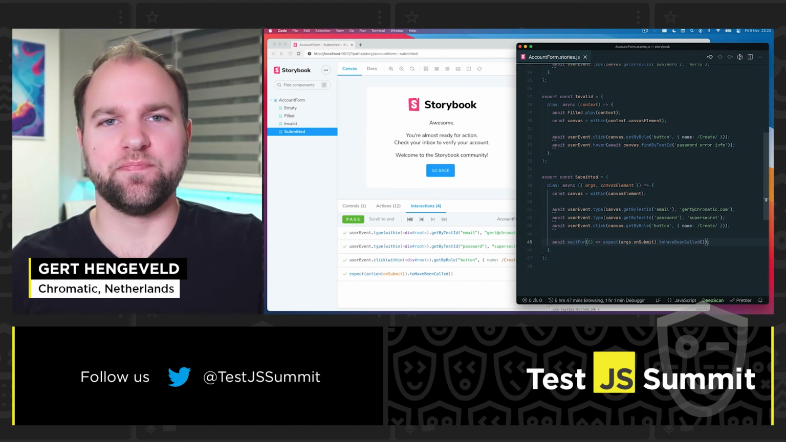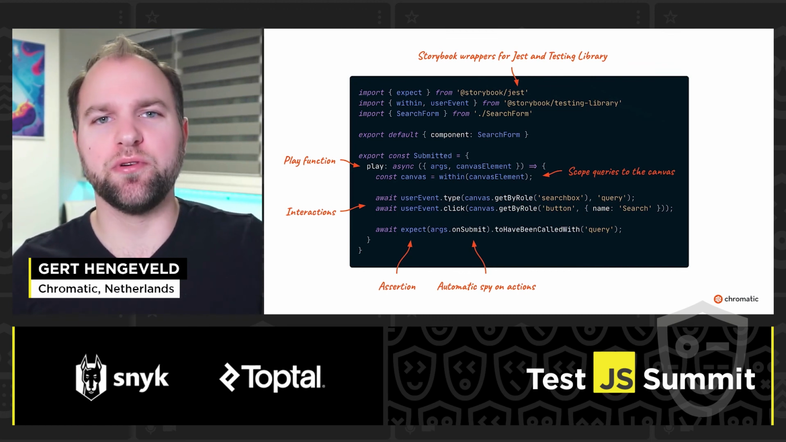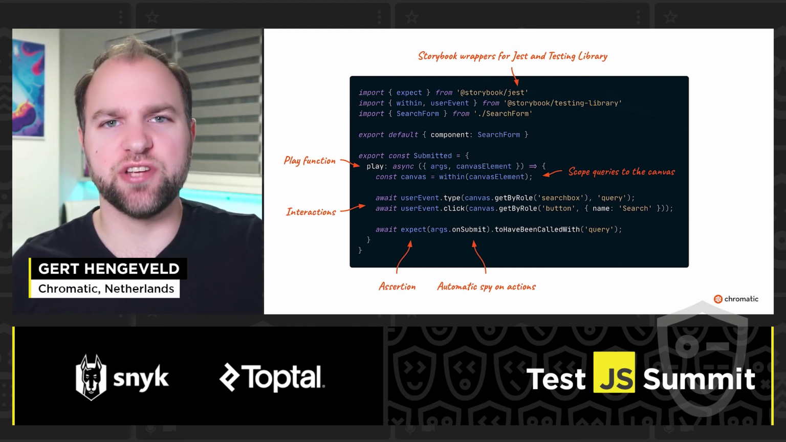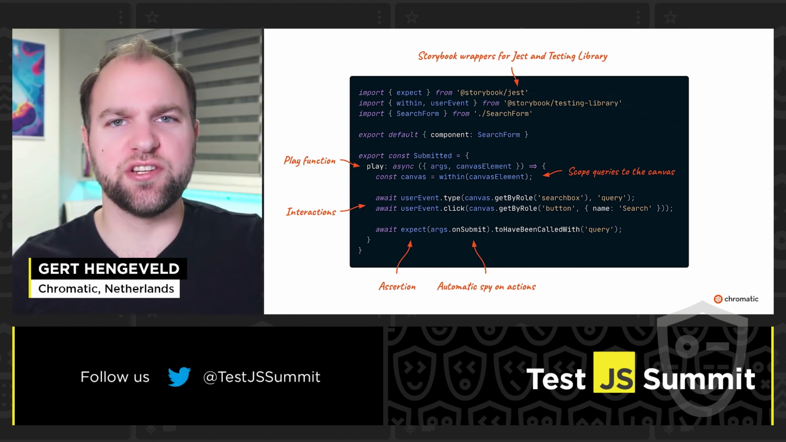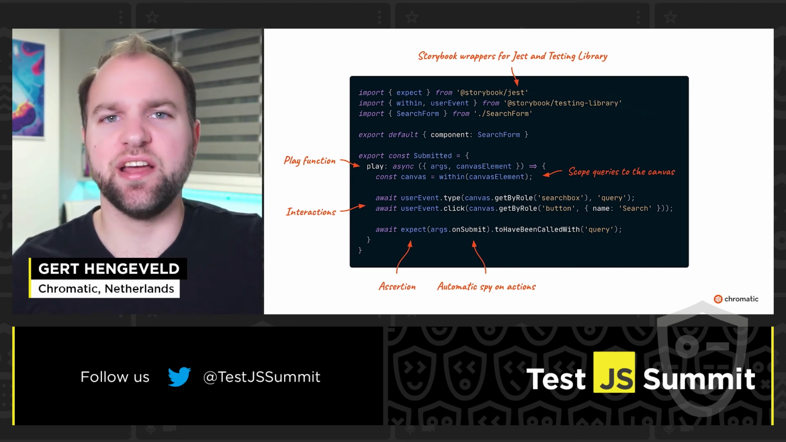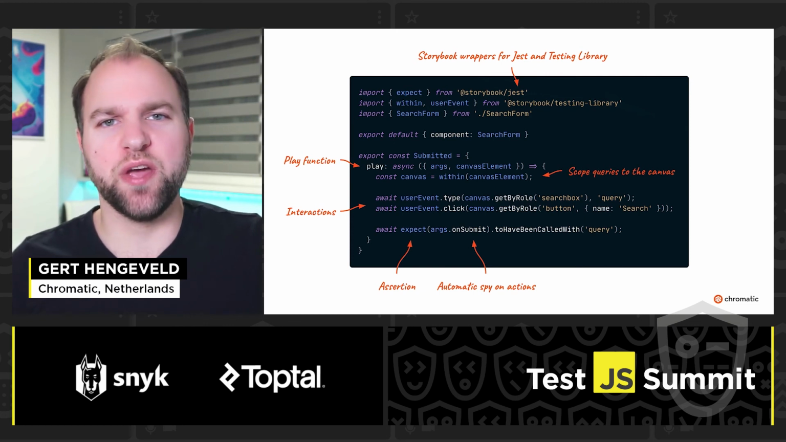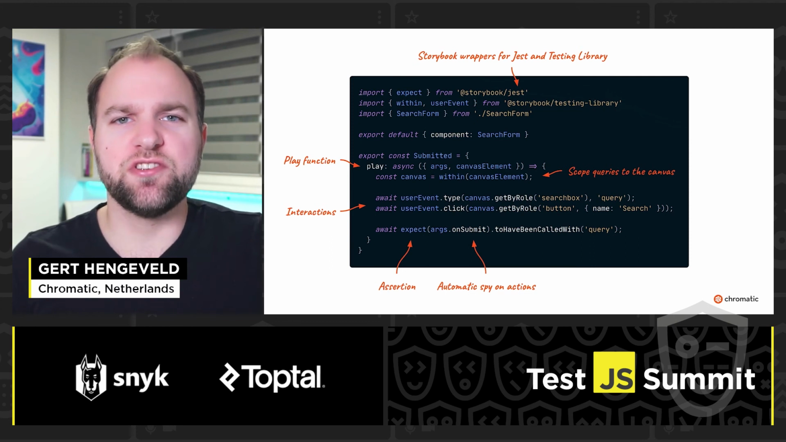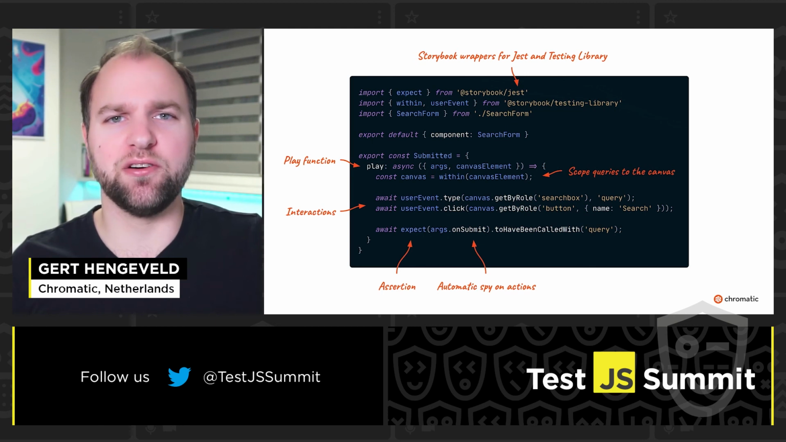All right, let's recap what we've seen. A play function is just a property on your story, and it allows you to run interactions and make assertions against your component. In order to use the interactions add-on, you'll have to use the Storybook wrappers for Jest and Testing Library. This code really doesn't deviate much from the way you may already be using Testing Library or a similar tool. We've designed it to stand on the shoulders of giants while bringing more power and better user experience.